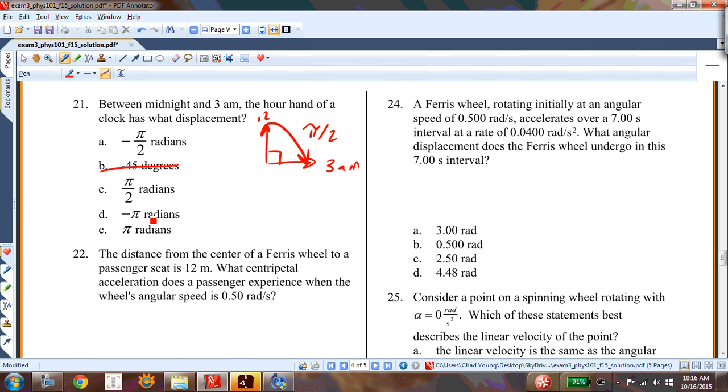So I can get rid of all but those two. And then ask yourself, well, is that positive or negative? Remember, clocks, if you have a normal clock, it goes in the wrong direction, so it's negative. It goes in the negative direction, it's clockwise.